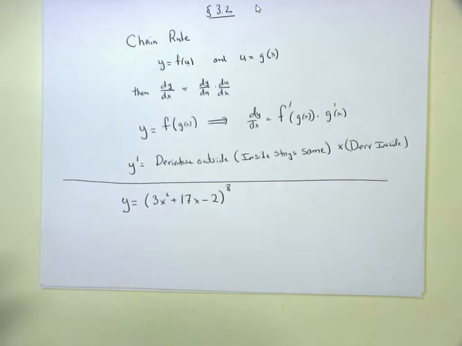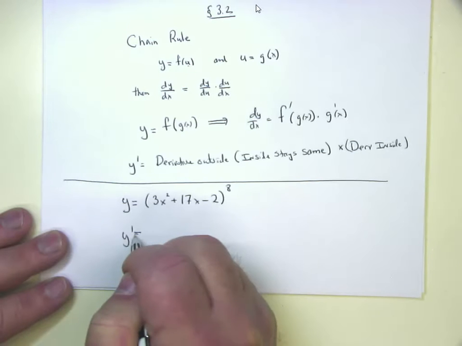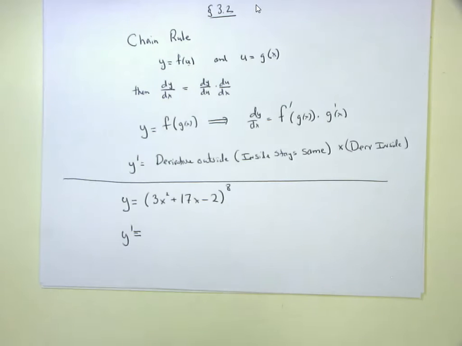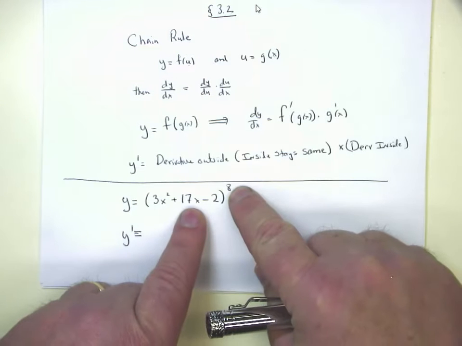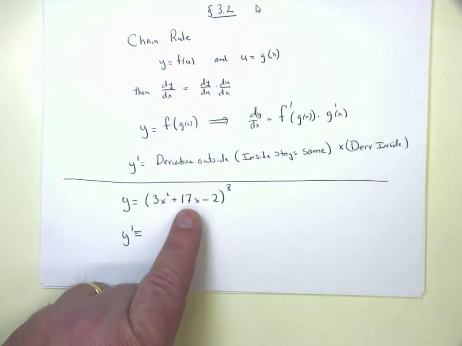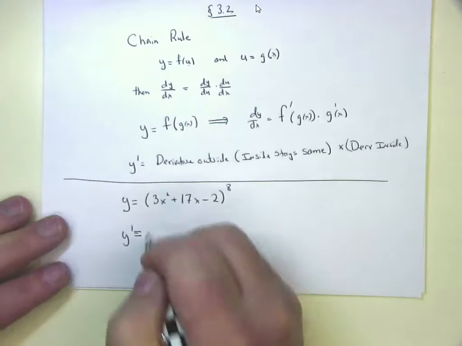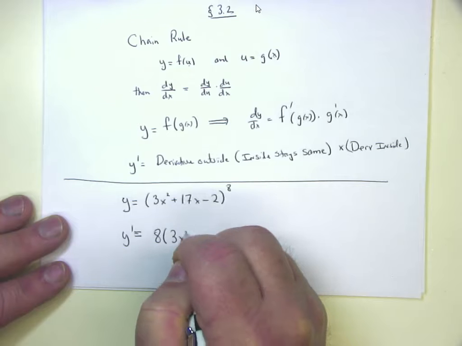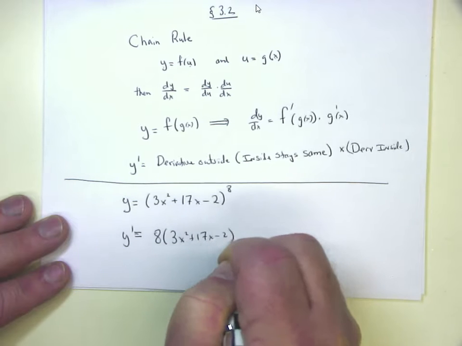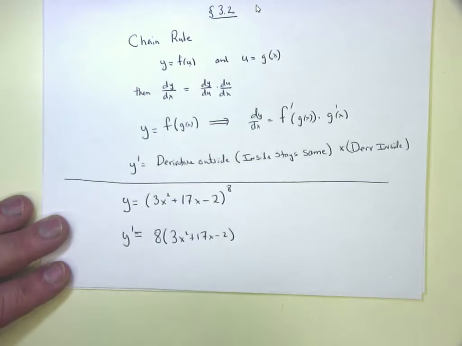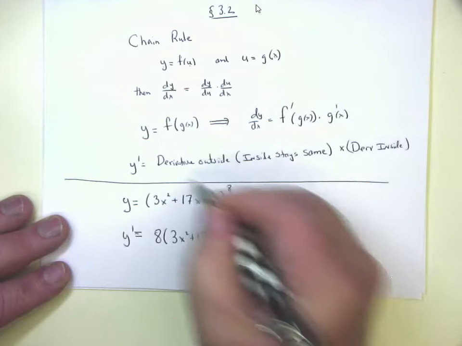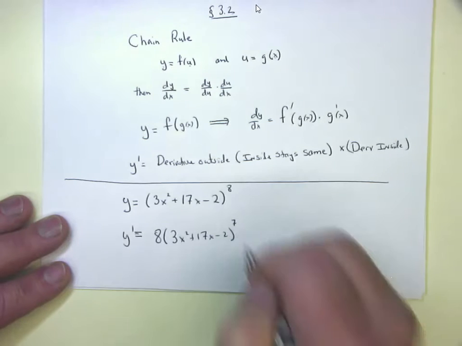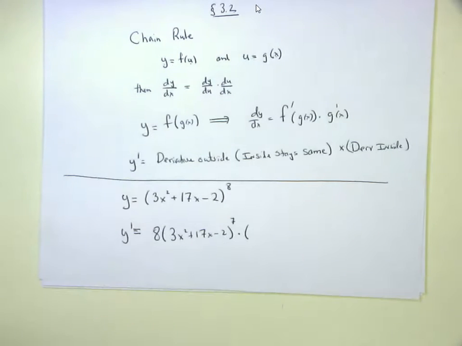So my derivative, y prime, would be equal to, you take the derivative of the outside. That outside is that classic power. This is called the general power rule. You take your power to take a derivative, and you stick it out front. That'll be 8 times, remember, the inside stays the same, so just recopy it, 3x squared plus 17x minus 2, raised to the, subtract 1, 7th power. So that's the derivative of the outside. The inside stayed the same. Then you do times the derivative of the inside. The inside is this 3x squared plus 17x minus 2. What's the derivative of that?